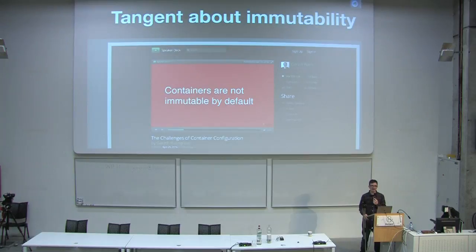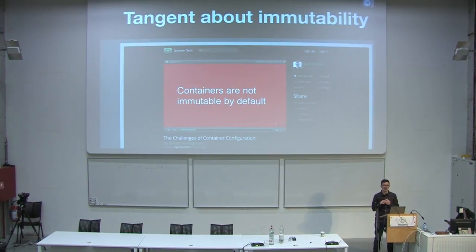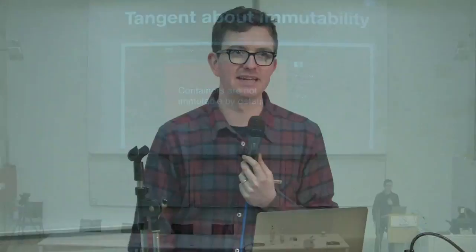I'm not going to rant here, but I have done previously with big flashing red slides. One of the things is that containers are not immutable by default, at least in the Docker implementation, which is by far and away the majority. The number of people who this has shocked is too large for my sanity. A lot of people conflate containers and immutable infrastructure. Containers can be used to build immutable infrastructures, but actually it's to do with file systems, not containers.